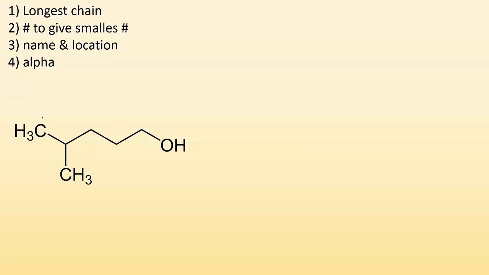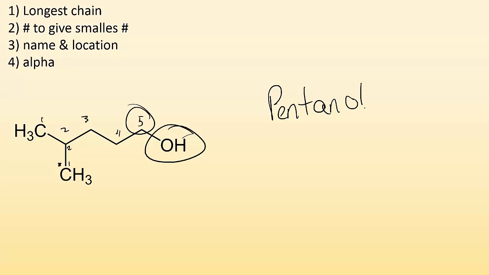Longest possible carbon chain. You can have 1, 2, 3, 4, 5 carbons. I can go 1, 2, 3 carbons, or I can go 1, 2, and then the same thing. So 5 is going to be my longest possible carbon chain. So how do I say 5 carbons? Pent. How do I say they're all single bonded? An. And how do I say that there's an alcohol group? Ol. And hey, there's also a dingly dangly. So I've got to figure out how I'm numbering this and what I'm calling these groups.